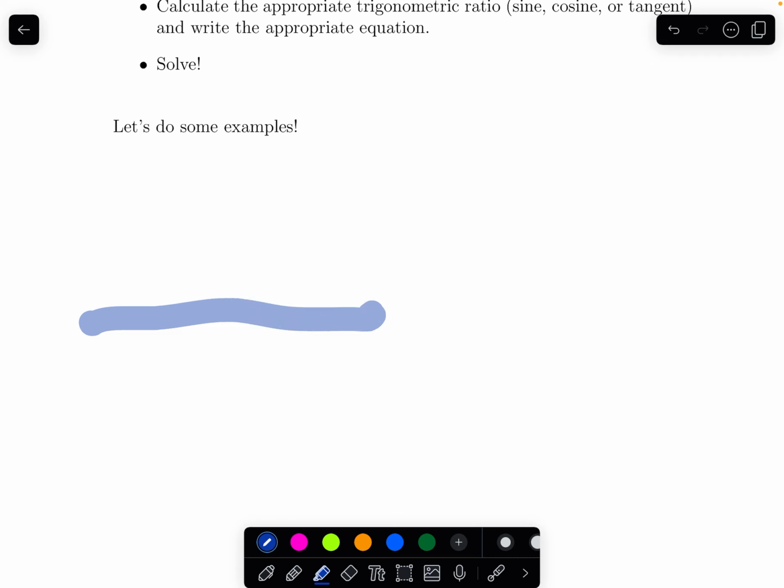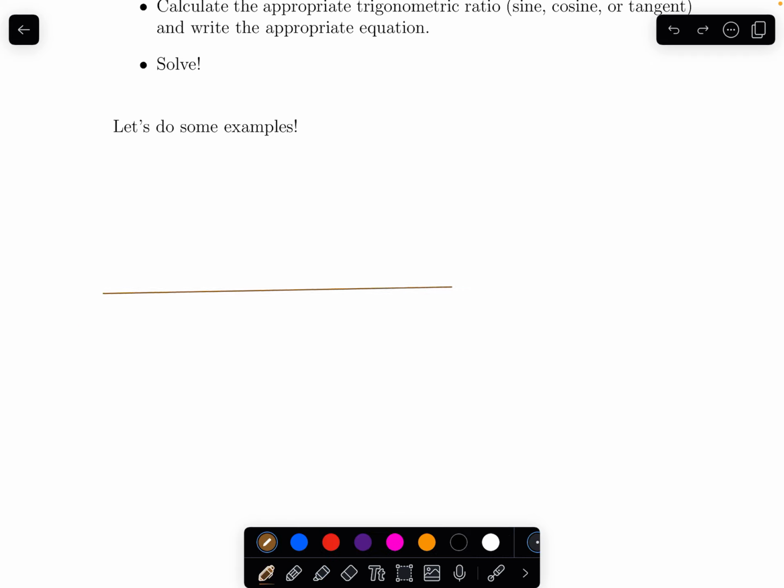So suppose I have a right triangle like so. So let's put the hypotenuse actually at the bottom. And so here's our right angle. And let's suppose that I say this is 6 and this is an 81-degree angle, and I want to find x.